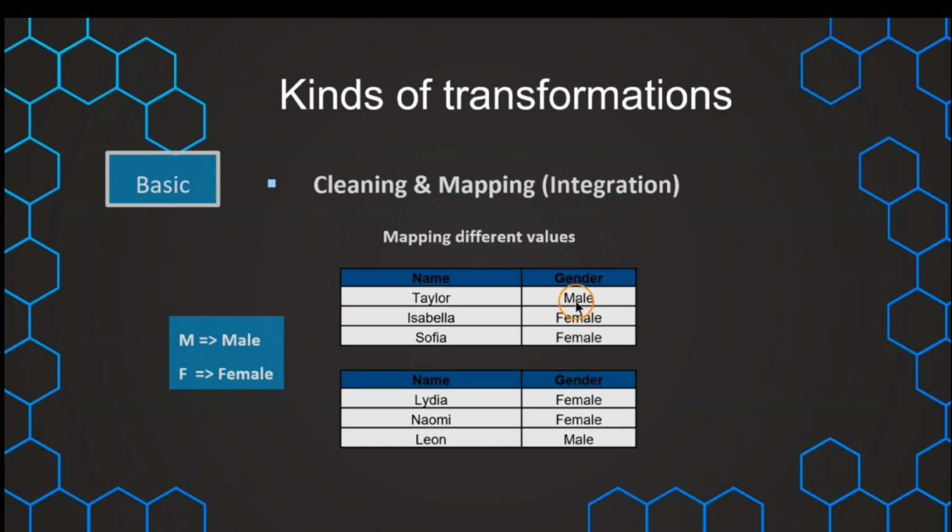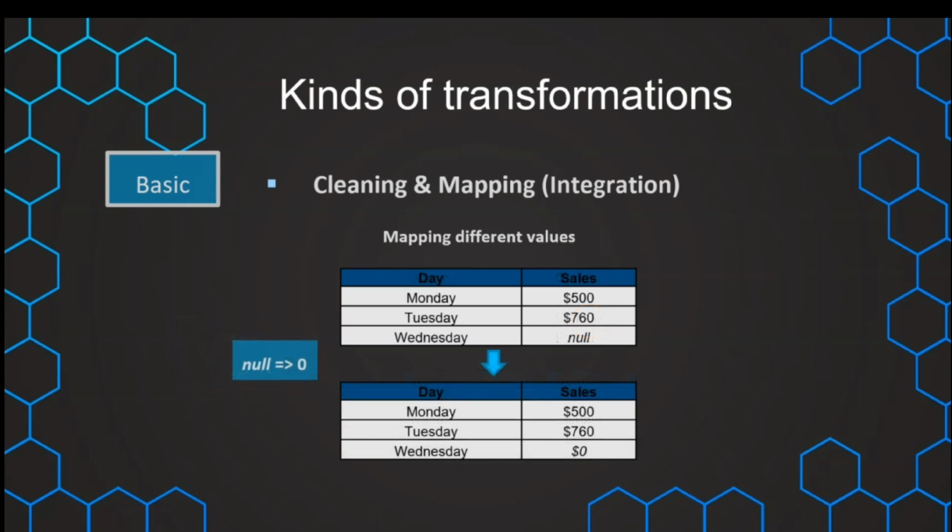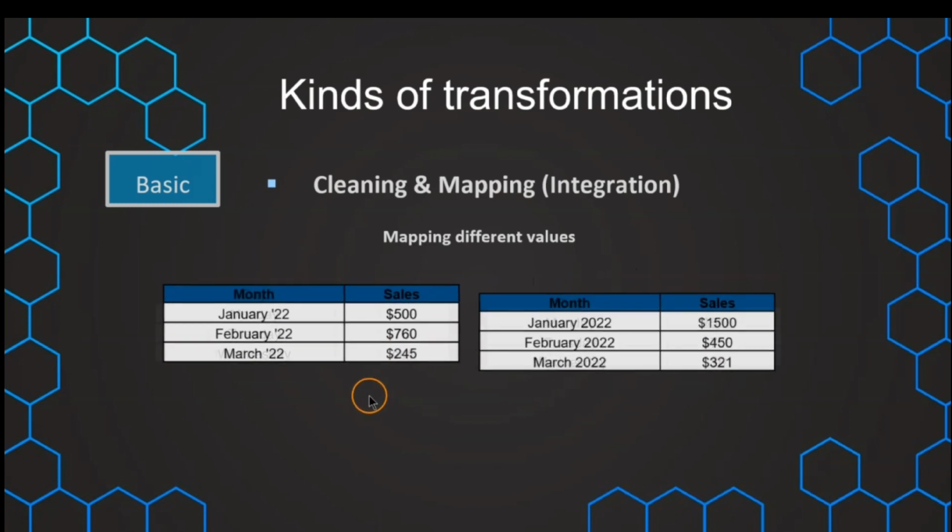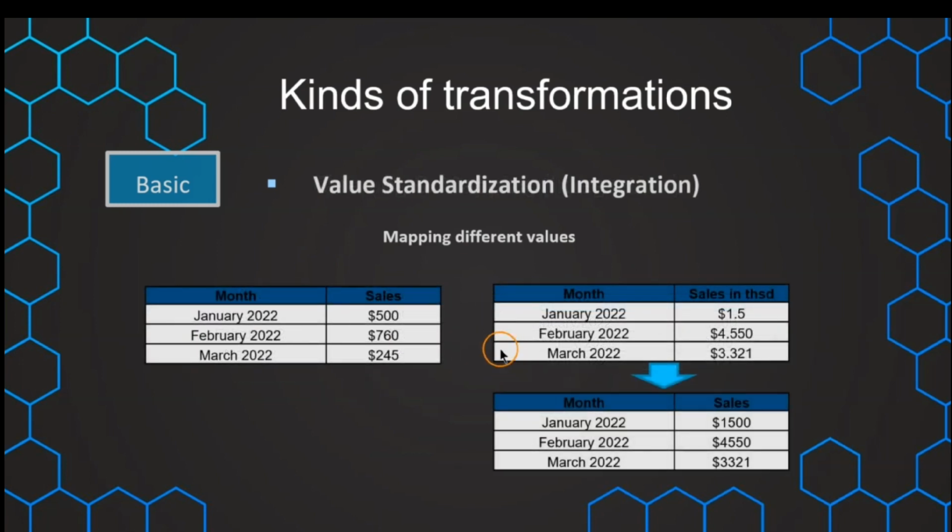Another thing that we need to do is to map or replace nulls, for example. It could be that we want to, in some cases, replace them with a 0. For example, if no sales happened on Wednesdays, this means in our case that there were $0 in sales. This could of course also depend on the use case, but this is something that we might consider.